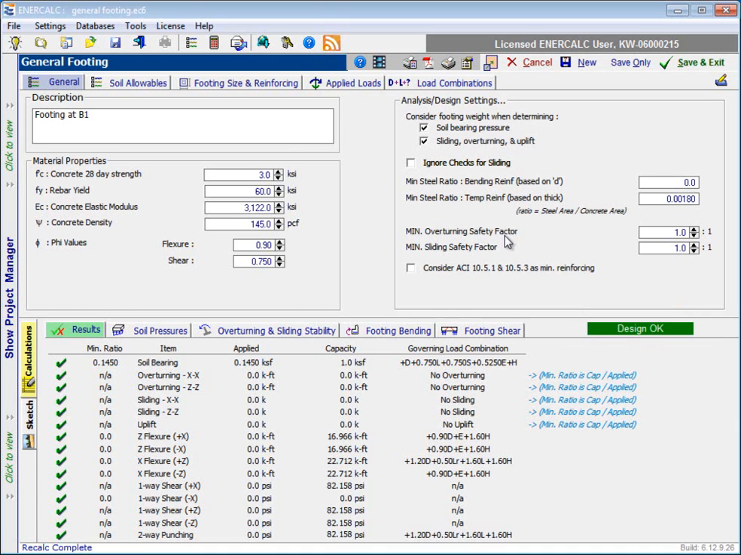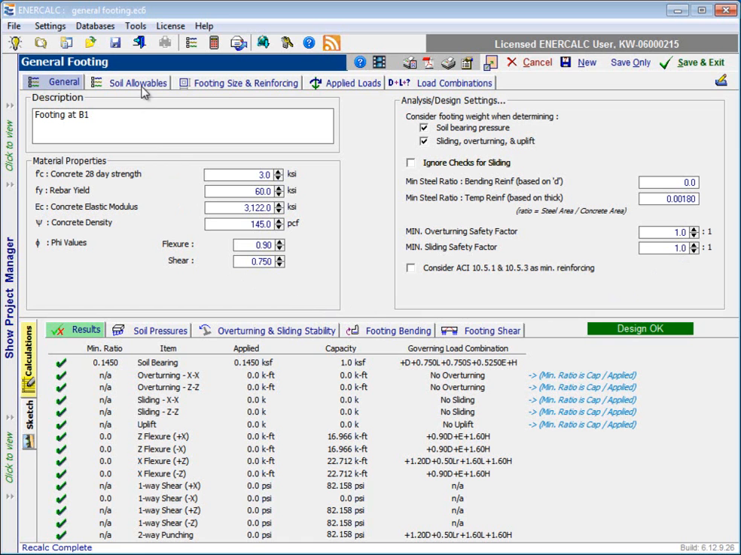Back up to the factors of safety. These two spinners allow us to set the minimum overturning factor of safety that will be deemed acceptable in the design, and then the minimum sliding safety factor that will be acceptable for our design. And I'll leave both of those set to values of 1.0. So that's a full look at everything that we have on the General tab.